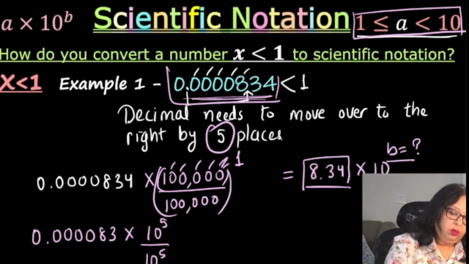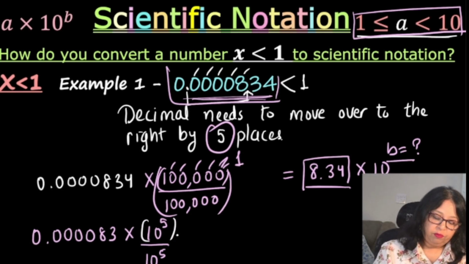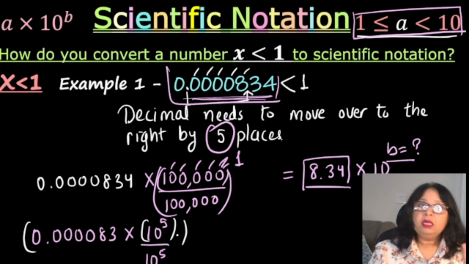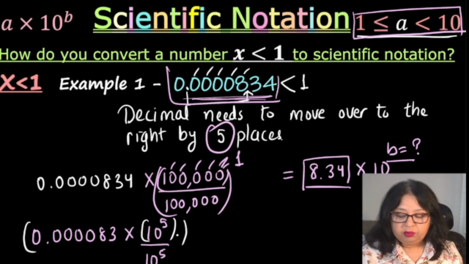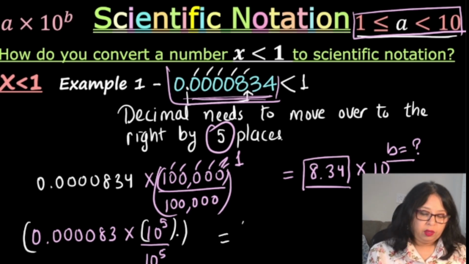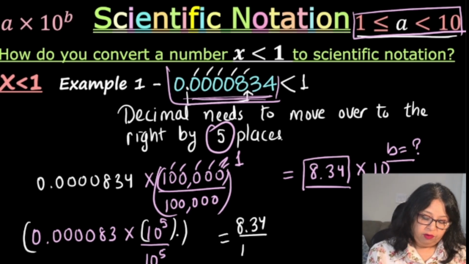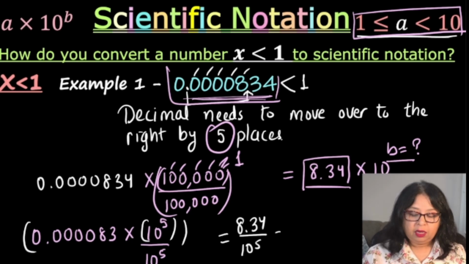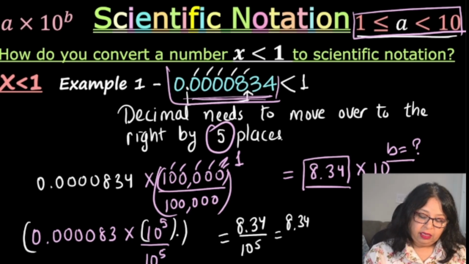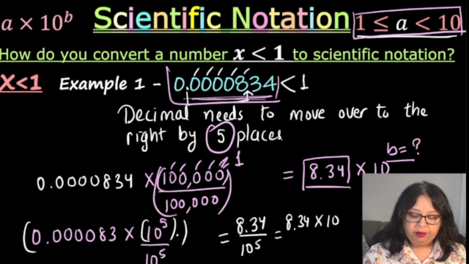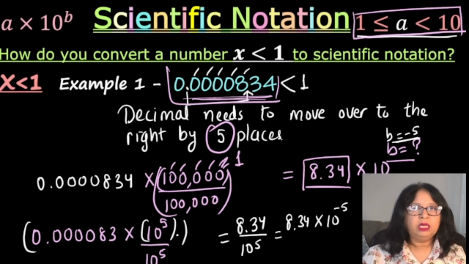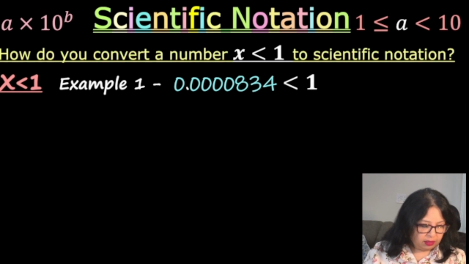Next, I'm going to use up this 10 to the power 5 at the top and multiply it with 0.0000834. That will give me 8.34 divided by 10 to the power 5. Now I can bring this 10 to the power 5 up to the numerator. When I bring a number to the numerator, the power of the number changes, so it becomes minus 5. So b is equal to what? Minus 5. Did it make sense? I hope so.